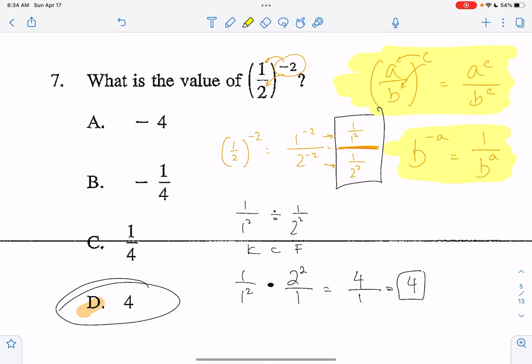You can also start with the second law here, and then just flip the 1/2 to 2 over 1, and then just square that.